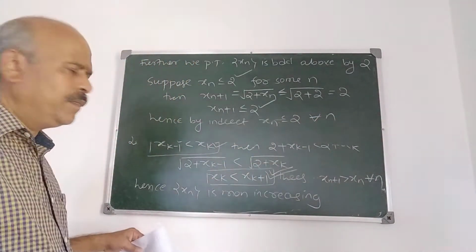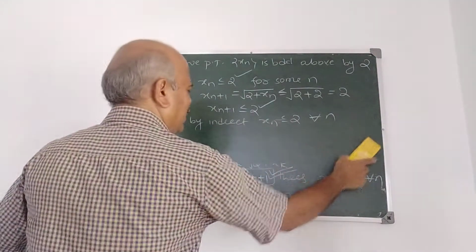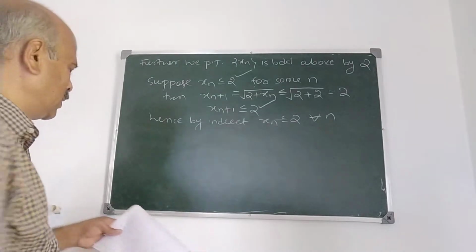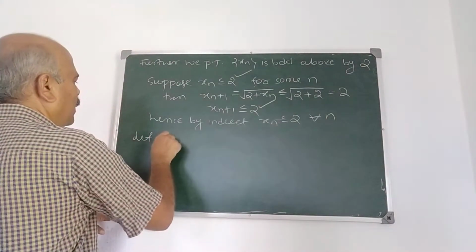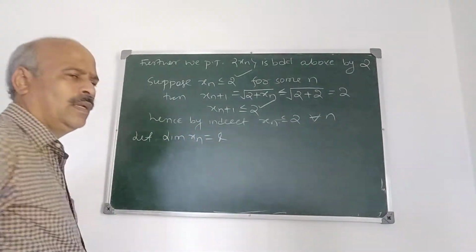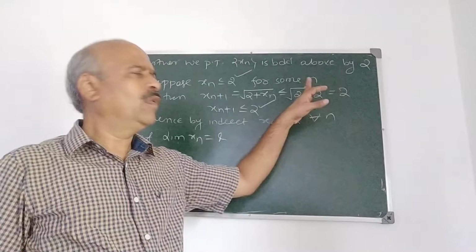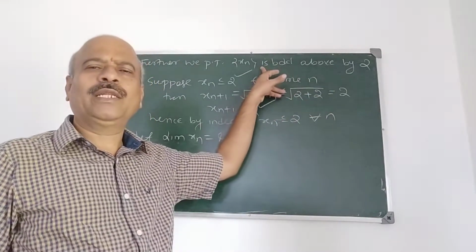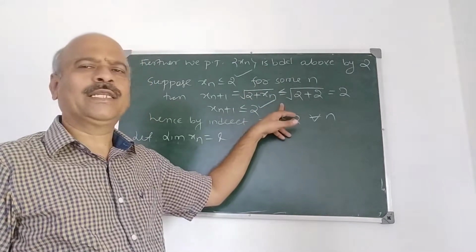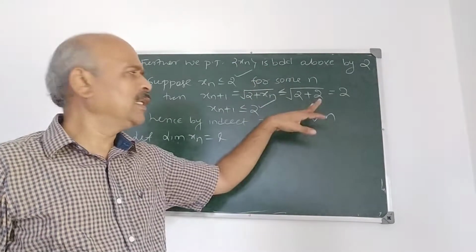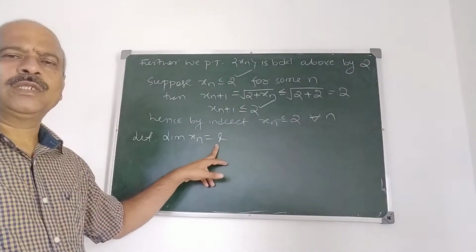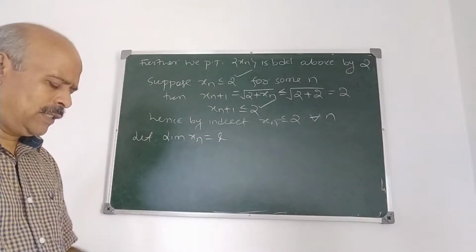So what happened? Sequence xn is monotonically increasing and it is bounded above by 2. Therefore, it converges. We have proved two things: the sequence given by nth term xn is square root of 2 plus xn-1 is monotonically increasing and bounded above by 2. Now we find the limit of the sequence. For that, let limit xn be L.